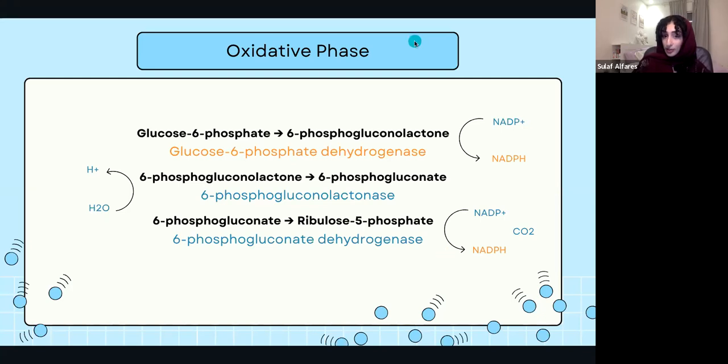And the rate limiting step is utilized by which enzyme? Can someone write in the chat? Come on, this is easy. It's right in front of you. Yes, G6PD, absolutely. Glucose 6-phosphate dehydrogenase, or G6PD, is going to facilitate the rate limiting step of this process, okay? And it's also going to release NADPH.